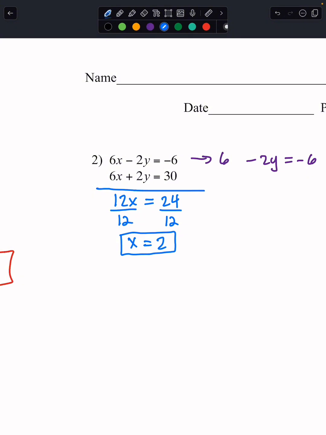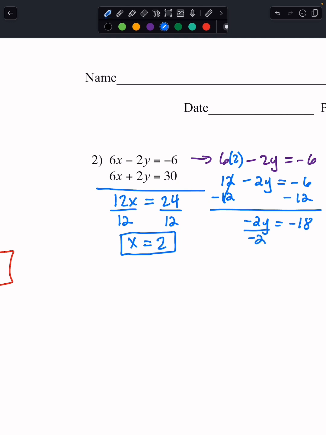Remember? That goes there. Now let's solve this. This is 12 minus 2y equals negative 6. Now I'm going to subtract 12 from both sides. Negative 2y equals negative 18, because you do negative 6 minus 12. I'm going to divide both sides by negative 2. Y equals a positive 9. So my final answer is going to be 2, 9.